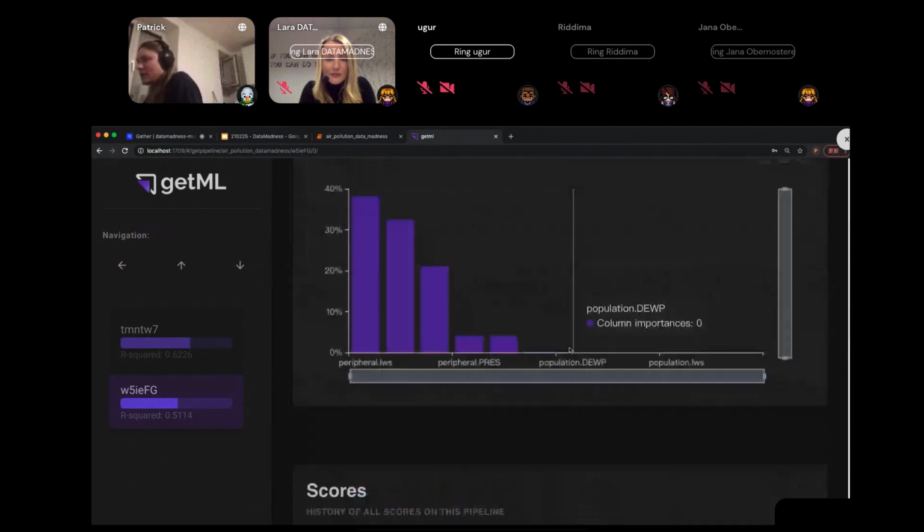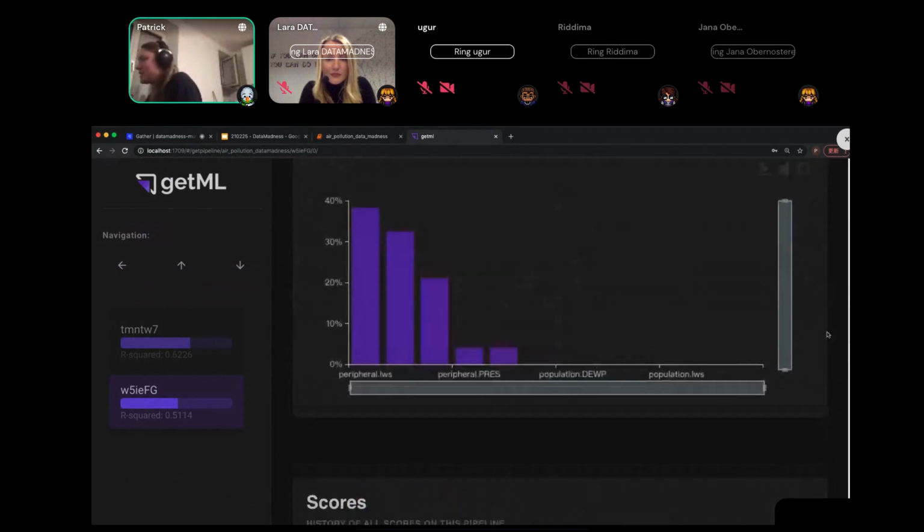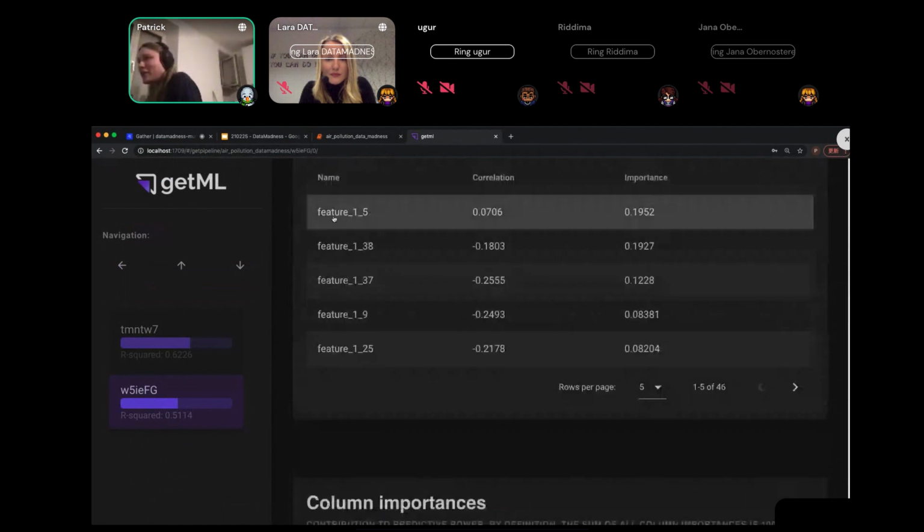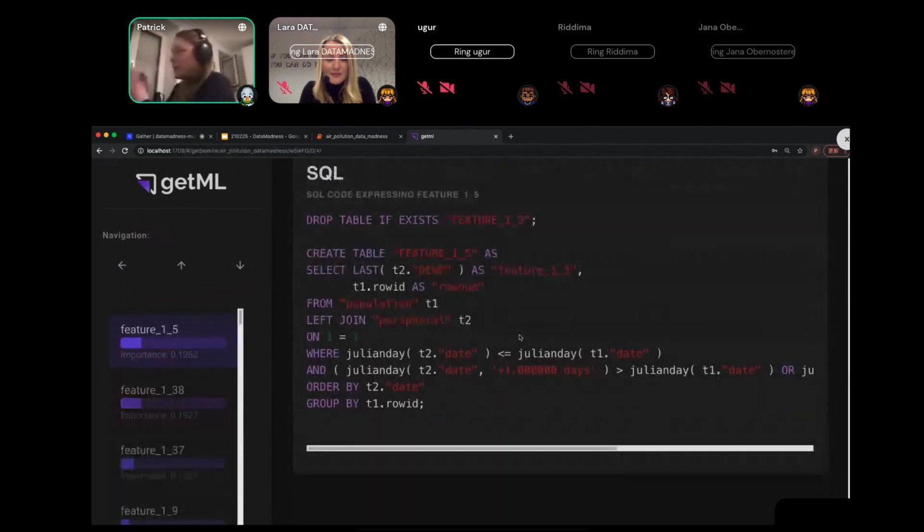So the screen is now much bigger than it usually is. But okay, there you go. So first of all, can everybody see the SQL code that we have here? So this is the most important feature that we have. If for some reason you've got trouble seeing this, just write it in the chat and then Lara will interrupt. So this is the most important feature that we have built using propositionalization.